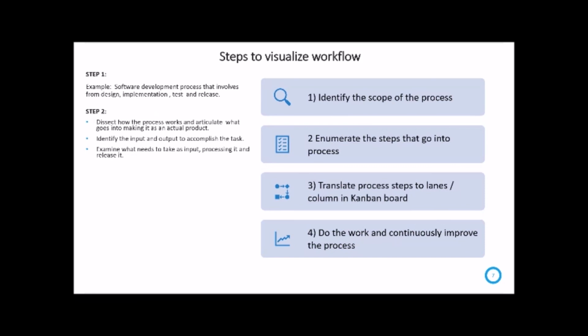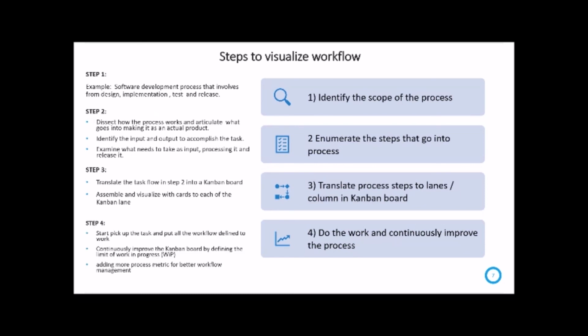This involves identifying the inputs and outputs to accomplish the task. Try to examine what needs to be taken as input, processing it, and releasing it. Step 3 is to translate process steps to lanes or columns in the Kanban board. This step is to start assembling the inputs from step 2 and visualize them with a card in each Kanban lane.